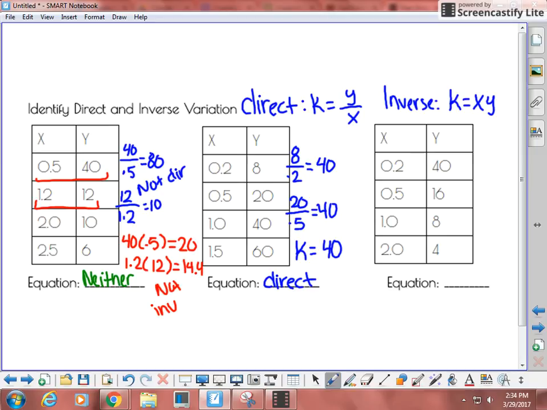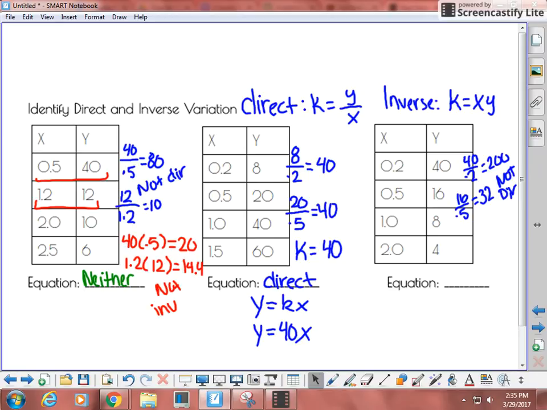So I need to come up with an equation for this. I know that my k value is 40, so I just want to plug it into the original direct equation. That's y equals k times x. So y is equal to 40x. All right, so then let's check our last one. Okay, so 40 divided by 0.2, that's going to give me 200. 16 divided by 0.5 is going to give me 32. So this means it's not direct.